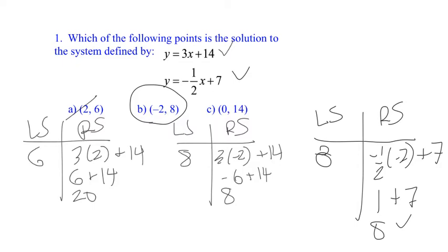Okay, and there can only be one solution. If you think about it, if you have two lines, they only ever cross at one point. They can't cross at more than one point. So the fact that we found our solution means we don't even need to do C, although you could do it if you wanted for practice.